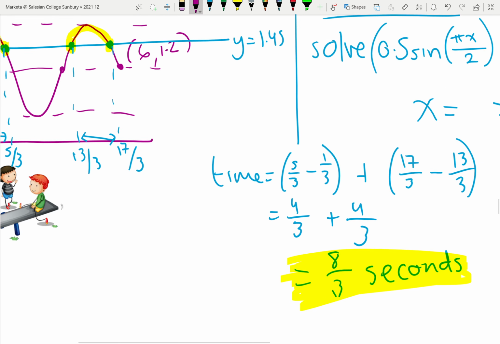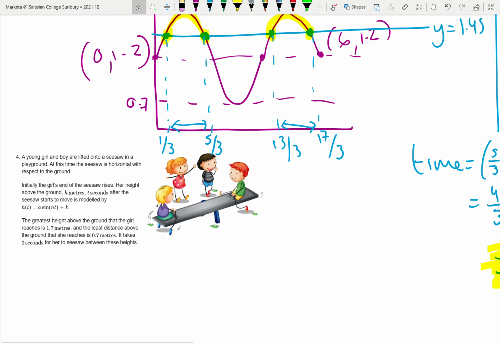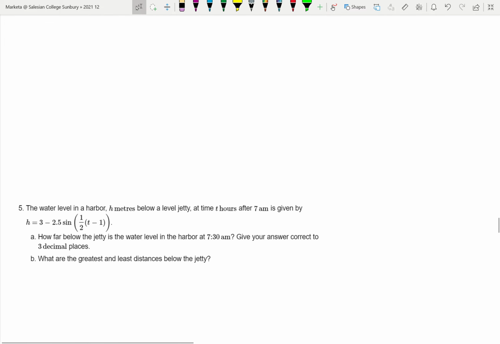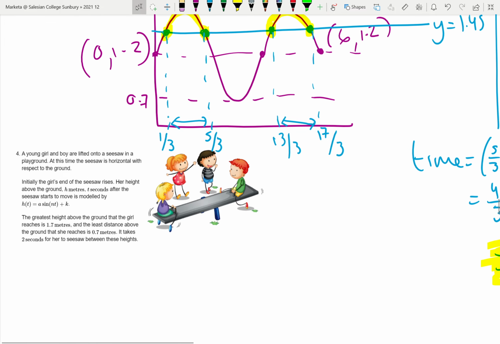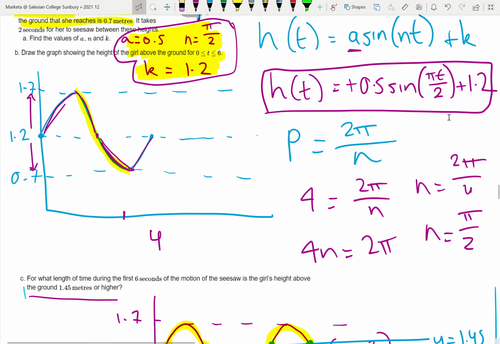So there we go, that's that bit. And this is actually really common where you have to find an amount of time above or below a certain value. So that's really good to know. Let's move down. Oh, I think that might be all of it. So that's that one. I will do the next one in another video.